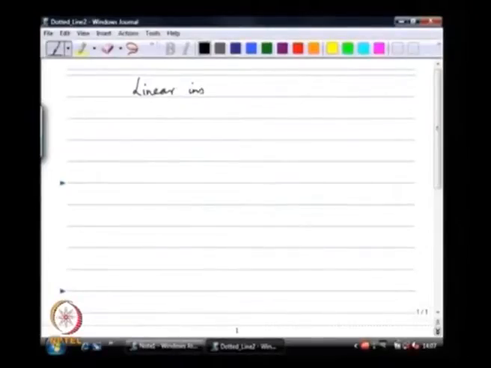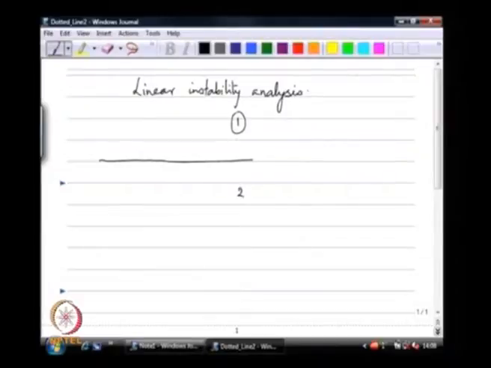Okay, let us continue our discussion of instability theory, specifically linear instability analysis. What we are going to do today is formally look at the stability of stratified fluids. So, I have an interface between a fluid 1 and a fluid 2.